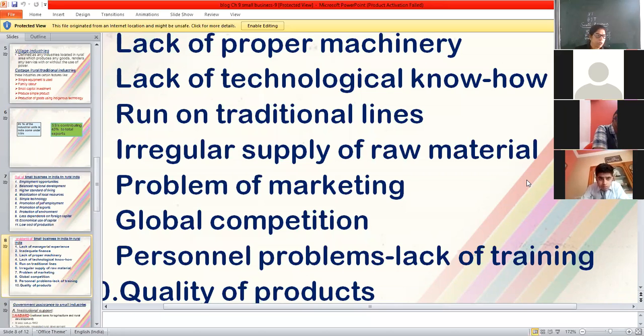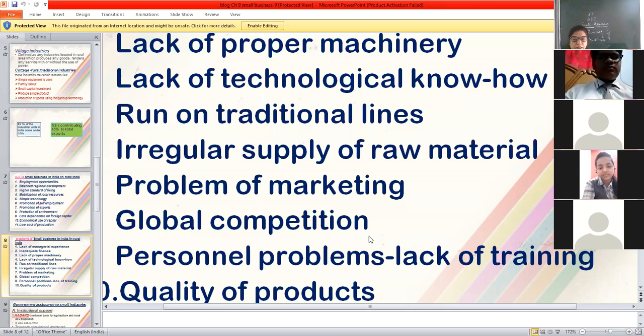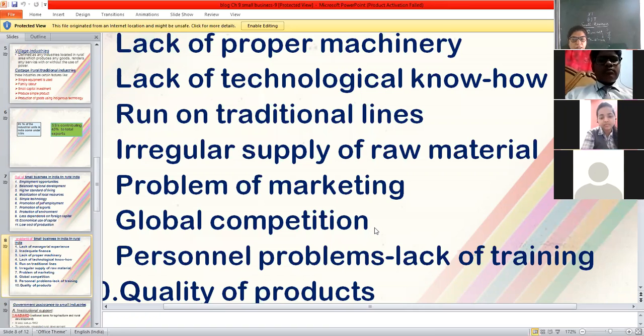And that global competition, they are unable to face that problem because they cannot compete with the big companies or the multinational companies in the quality, quantity, rate, advertisement, packaging, everything. They are unable to compete with them.